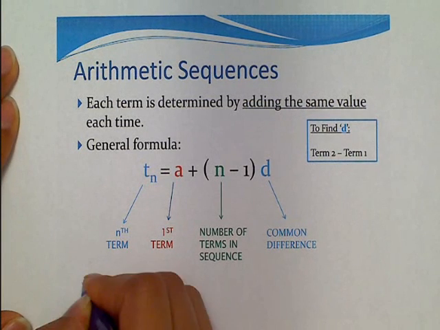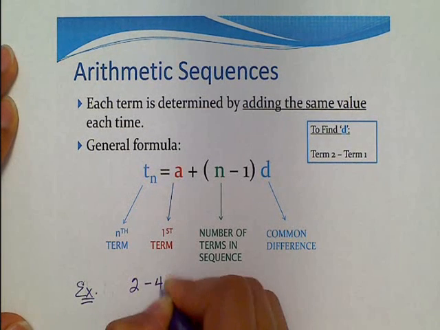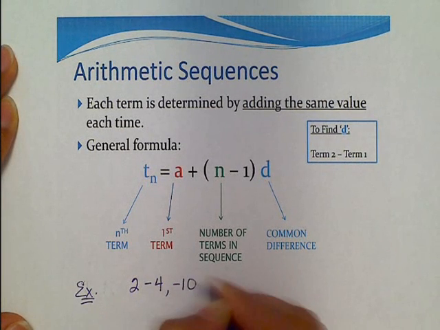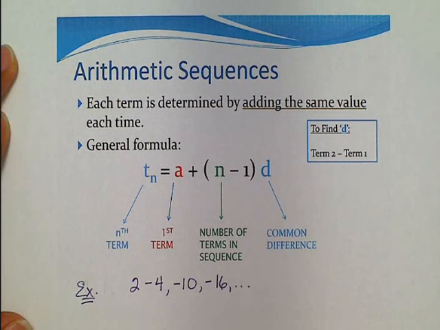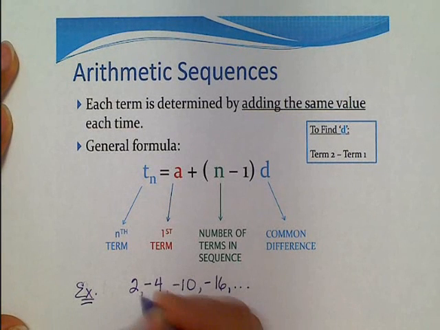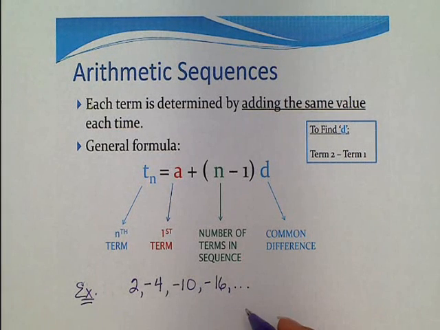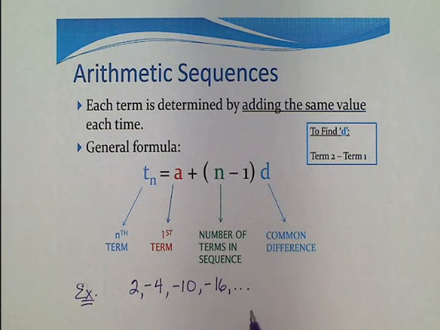If you have 2, -4, -10, -16, dot dot dot, that's an example of an arithmetic sequence. First of all, in a sequence, the terms are separated by a comma. The other thing you'll notice is, in order for it to be an arithmetic sequence, there has to be a common difference, which means each of the terms have a difference between them that's exactly the same.